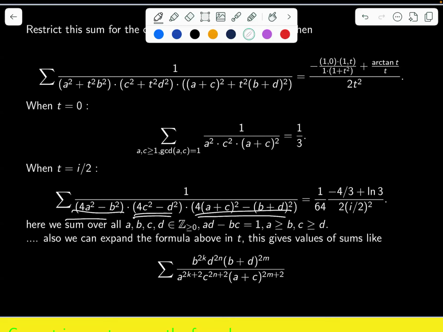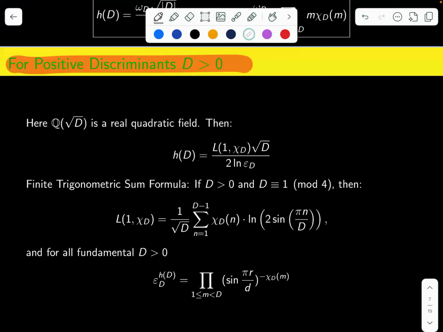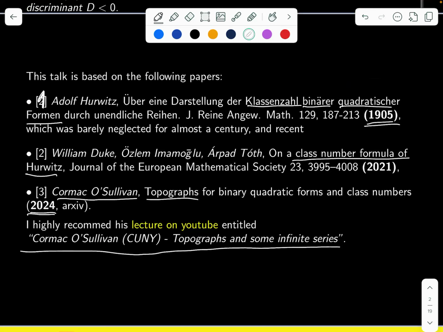In the articles which I mentioned in the beginning, they also do it, but with different tools. Maybe let me return here to the beginning. So here in Hurwitz's paper, he has only discriminant less than 0. So the motivation of Duke, Imamoglu, and Toth was to extend it to d bigger than 0. So basically the same methods work, but you need some adjustment. I mean, they're technically more involved, and maybe Hurwitz didn't know such things.